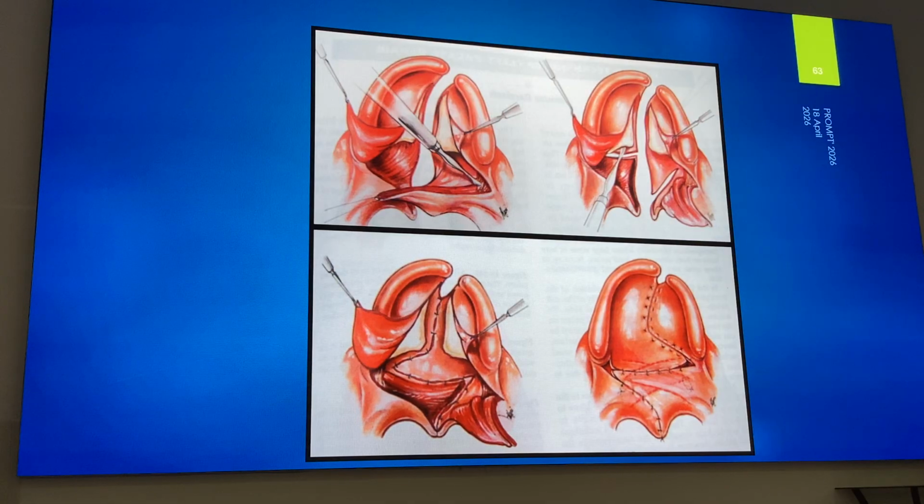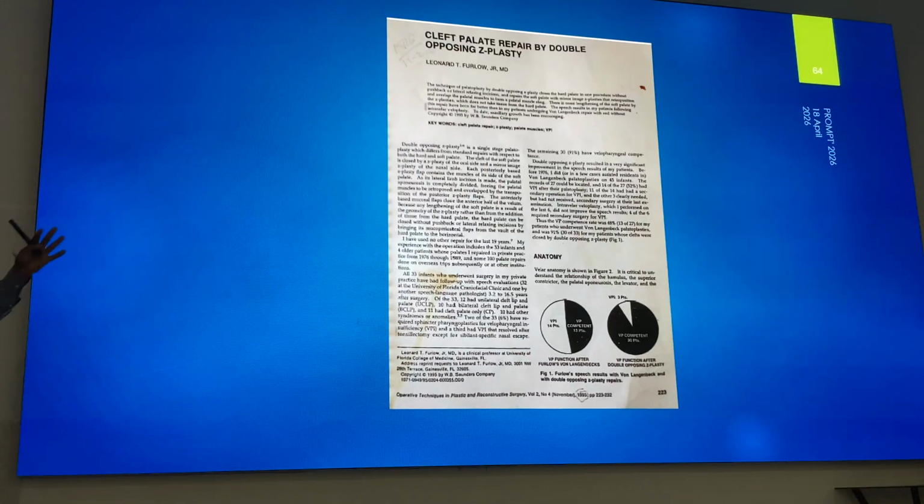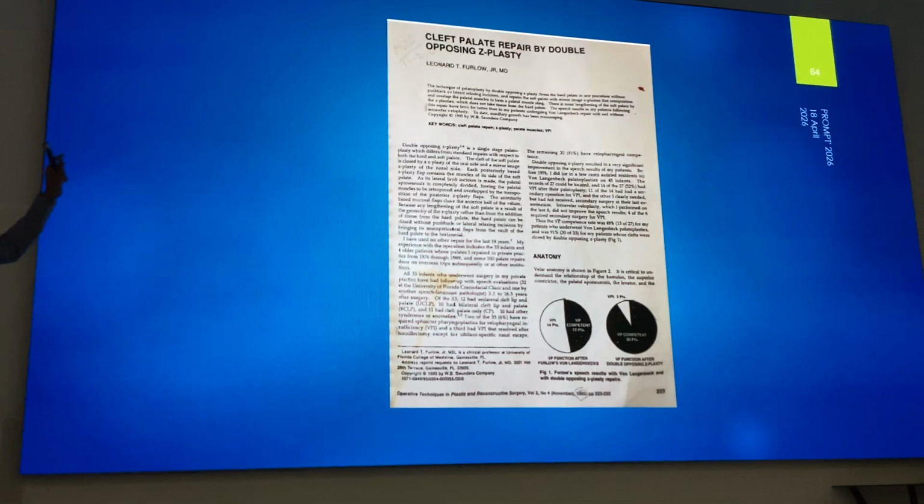They introduced it as the Z-plasty. This is the article by Furlow, who started the procedure. Any Z-plasty mobilizes tissue from the lateral and increases the longitudinal length. So the cleft palate length increases and the lateral dimension decreases. That means the total peripheral dimension decreases, whereas the length increases, helping in closure.